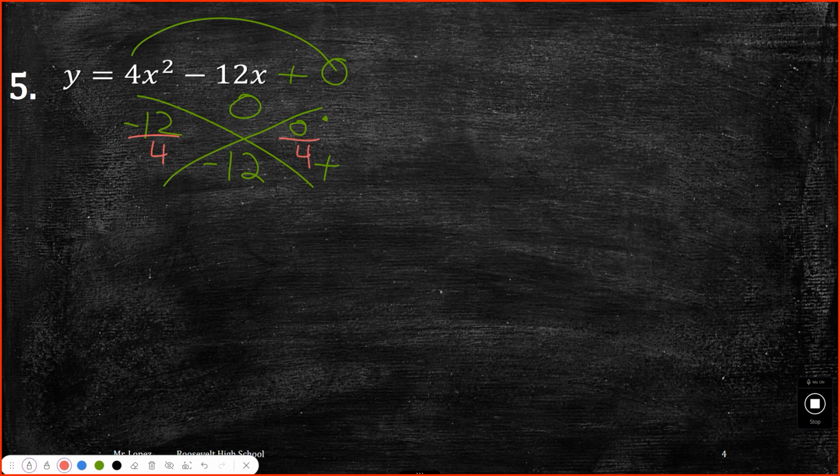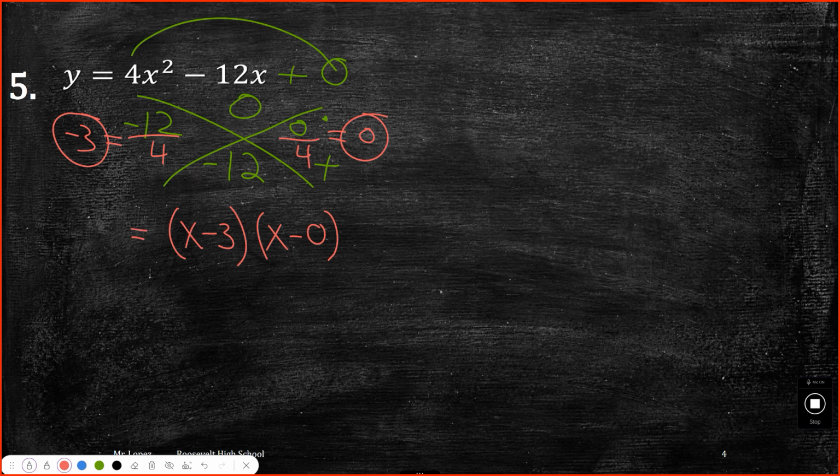So, what is this going to be? Negative 3? And this is going to be what? 0 divided by 4 is what? 0. So these are the answers. So it's saying that it's going to be x minus 3, and then x minus 0, if you wanted to. And then set it equal to y.